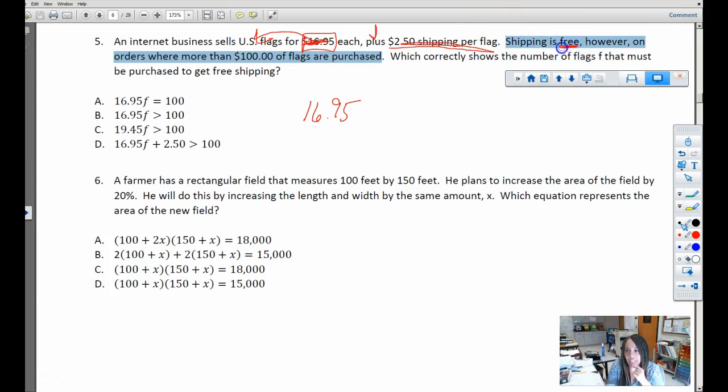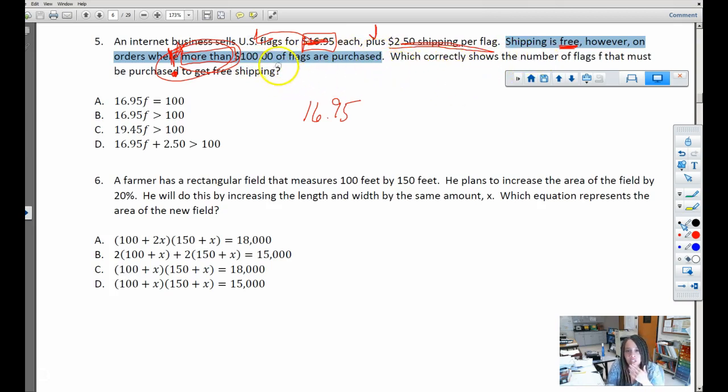Shipping is free, however, on orders more than. So we want to put a box around more than. Then you want to put a star. Then you want to put an exclamation point. And then you want to put a big circle. This is very important information here, more than. All right? More than $100. We're going to talk about that. So that's when you get the free shipping, by the way.